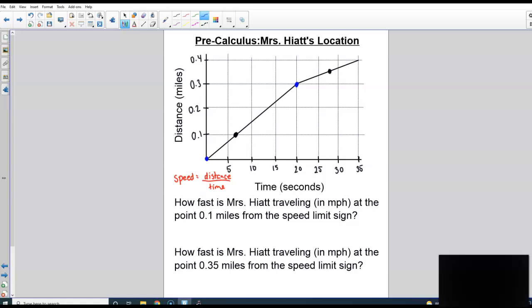All right, anybody got a speed? Probably. I mean, I got 54 even. I might have rounded it. Anybody else get 54? Okay, let's go through how to get this.